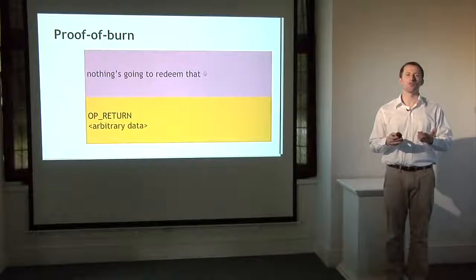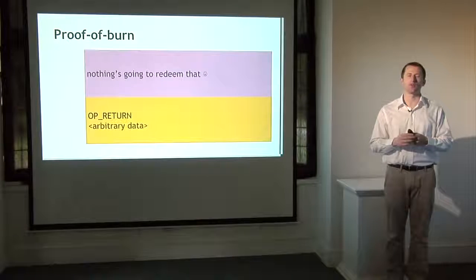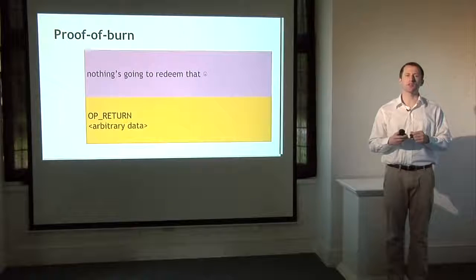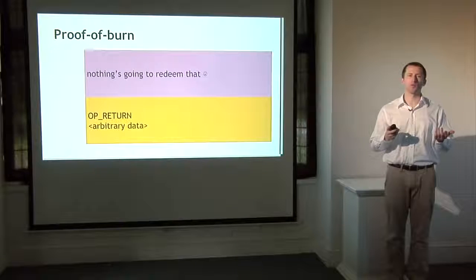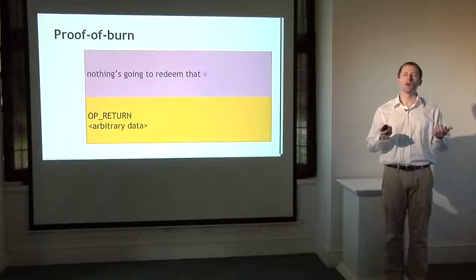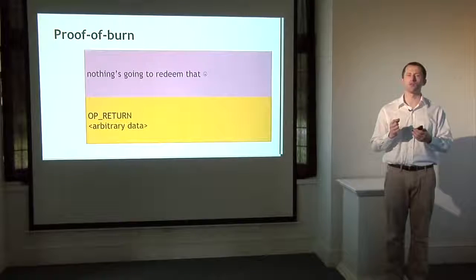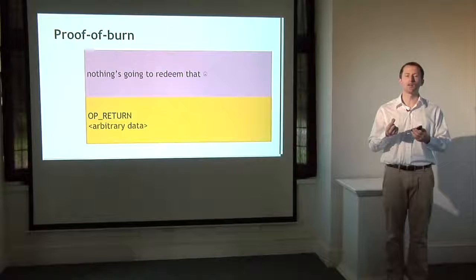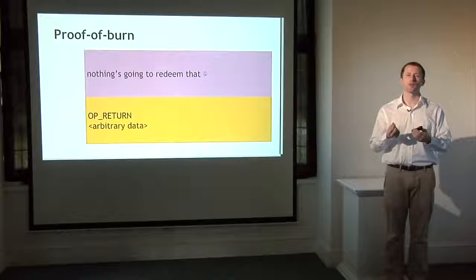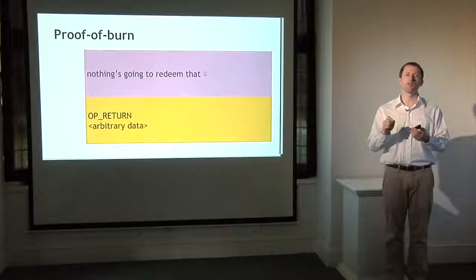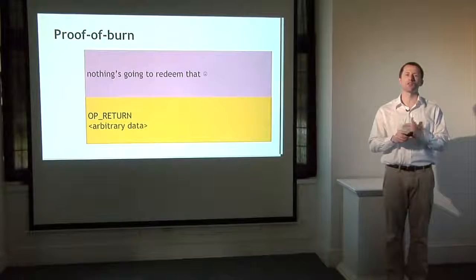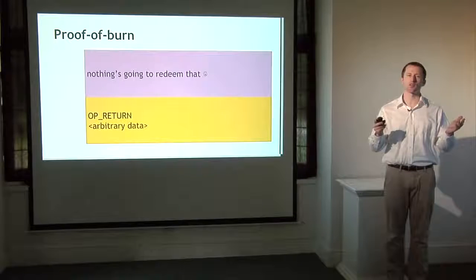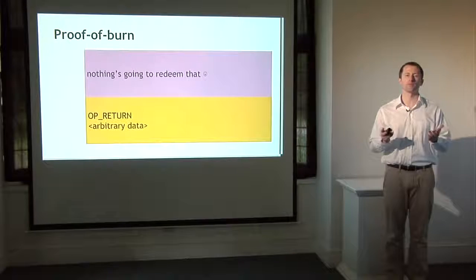So what is the point of proof of burn? Well, there's two main things that this gets used for. The first is to write arbitrary data into the blockchain. If for some reason you want to write your name, or if you want to timestamp and prove that you knew some data at a specific time, you can create a very low value Bitcoin transaction that's proof of burn. So you can destroy a very small amount of currency, and in exchange you can write whatever you want into the blockchain, which should be kept around forever.